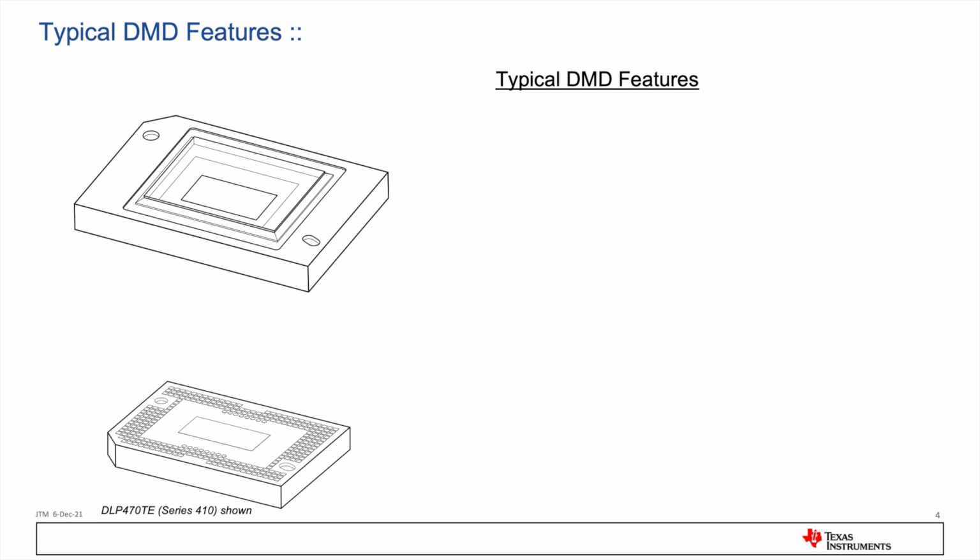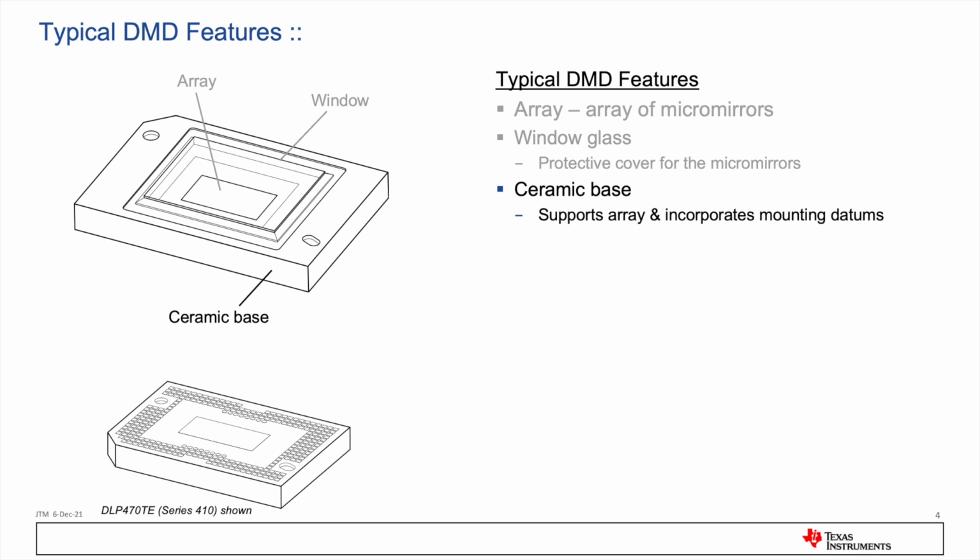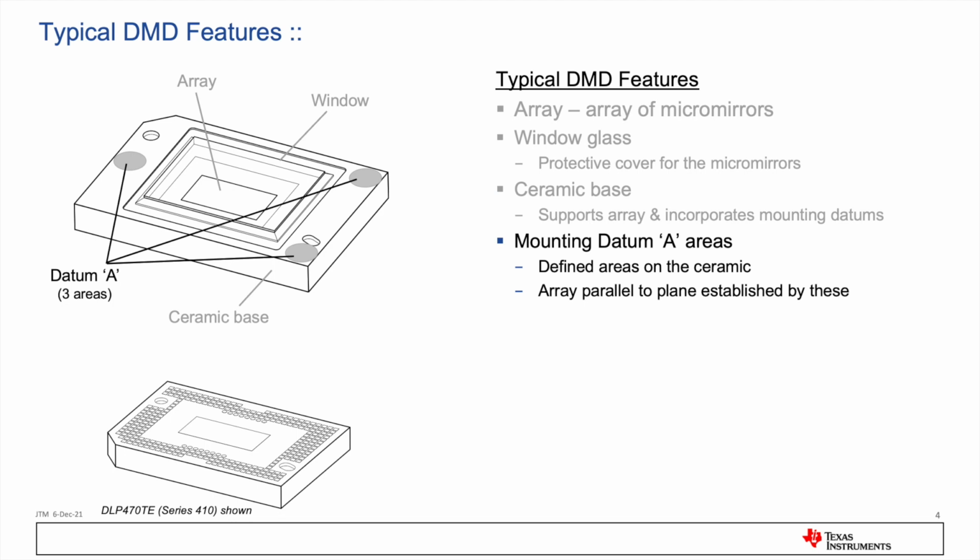DMD features are defined in the mechanical ICD drawing and include the array of micromirrors. The array size depends on the mirror pitch and resolution. The window glass protects the micromirrors. The ceramic base supports the array and incorporates the mounting datums. The location of the array is parallel to a plane established by the datum A features but does not lie within the plane. The datum A is defined by areas and not visible features on the ceramic.